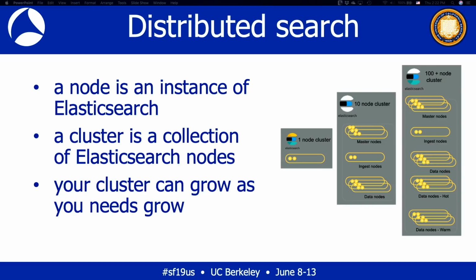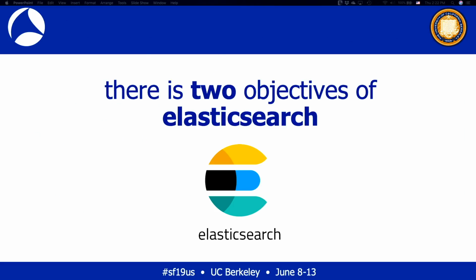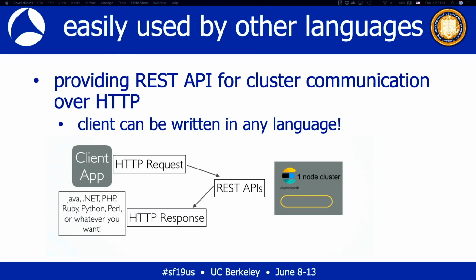The second objective of the development of Elasticsearch is that Shay Banon wanted it to be easily maintained by other languages. That is why Elasticsearch uses the REST API for cluster communication over HTTP. When we use the HTTP protocol, we can communicate in any language, because all the calls happen over HTTP. Every programming language supports HTTP requests, so it is straightforward. They can use Elasticsearch on any platform.